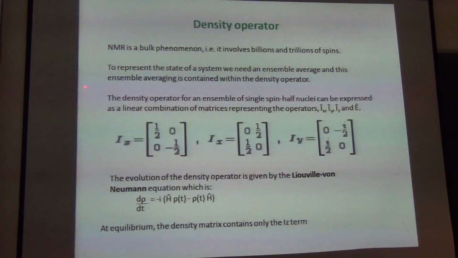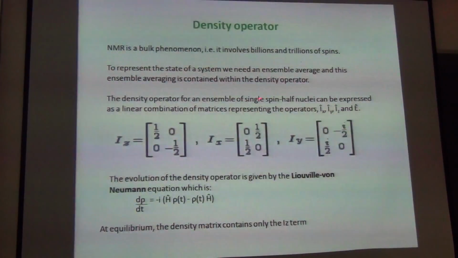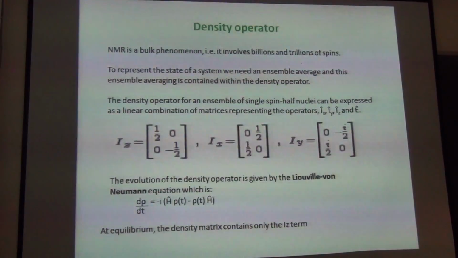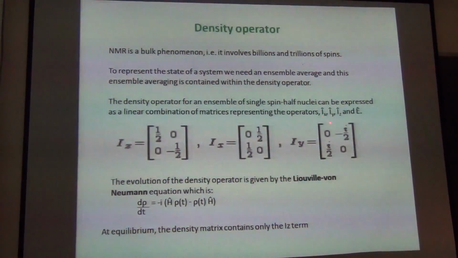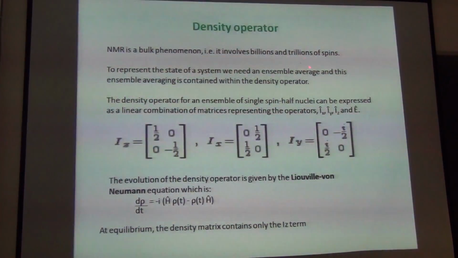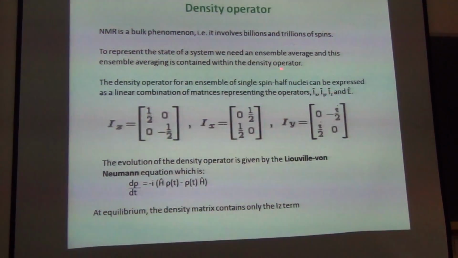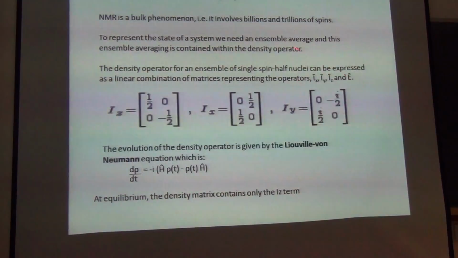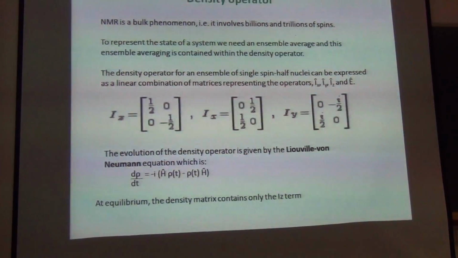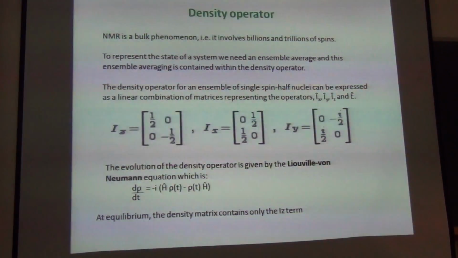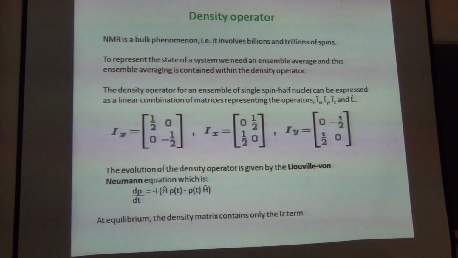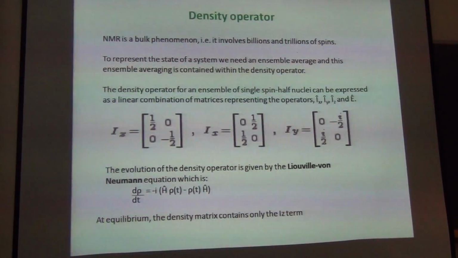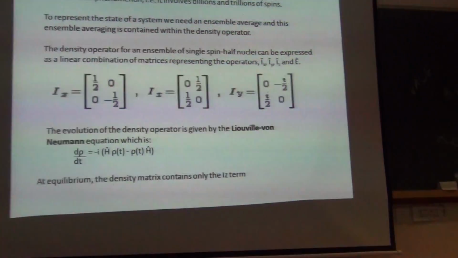The density operator for an ensemble of single spin half nuclei can be expressed as a linear combination of these matrices, which are Ix, Iy, Iz, and E. Ix is the angular momentum operator along X, Iy is the angular momentum operator along Y, Iz is the angular momentum operator along Z, and E is the unity matrix. From quantum mechanical calculations, you can get the values of Ix, Iy, and Iz. The density operator is represented by the symbol rho.